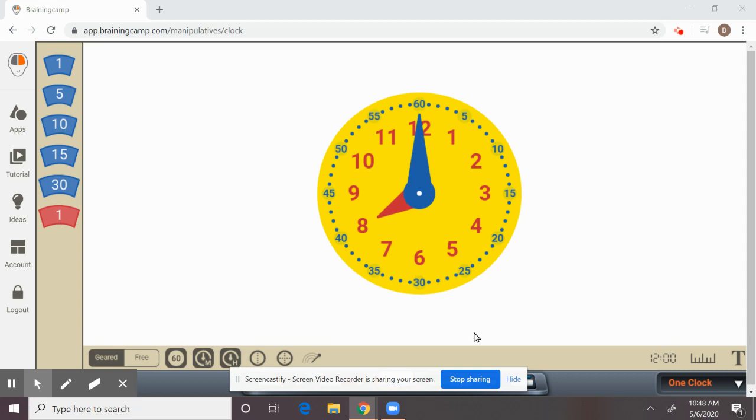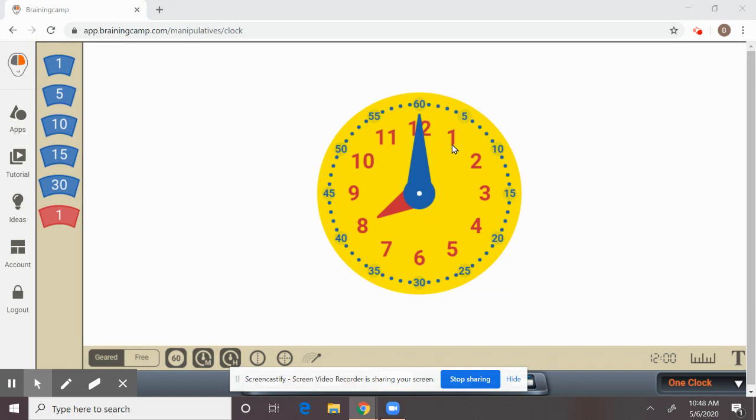This week we're working on time and telling time on the clock. So I'm going to show you how to tell time on a clock and what all these numbers on the clock mean. First, we have these big numbers here that start at 1 and go around to 12. Each of these numbers represents an hour in the day.